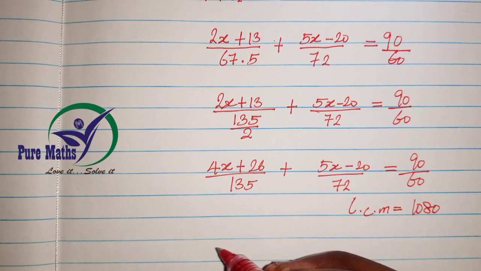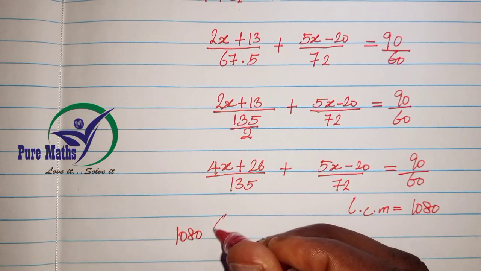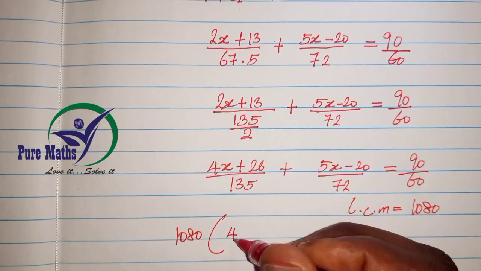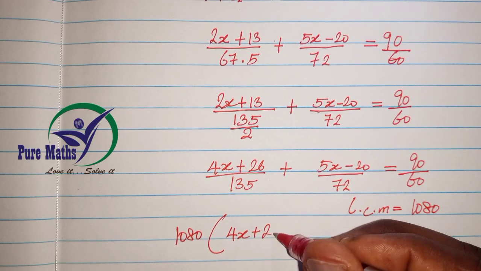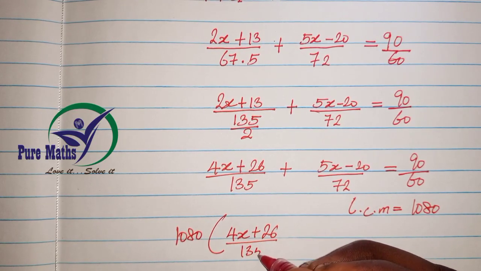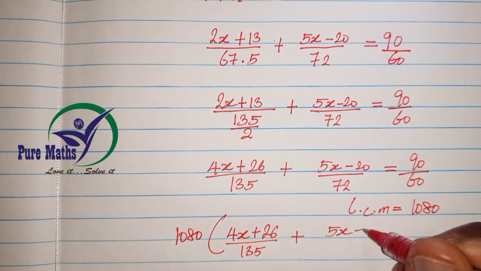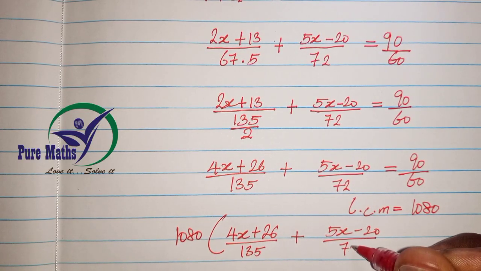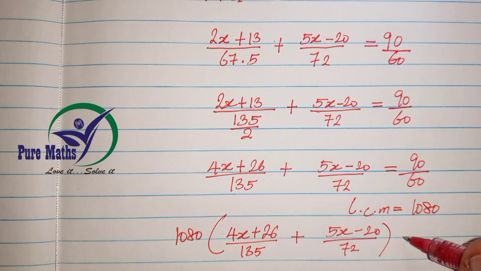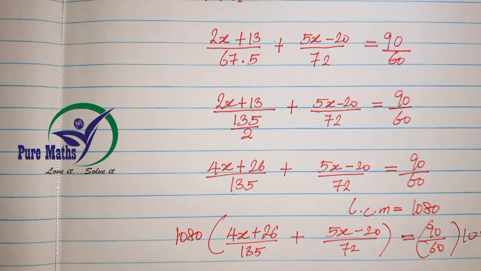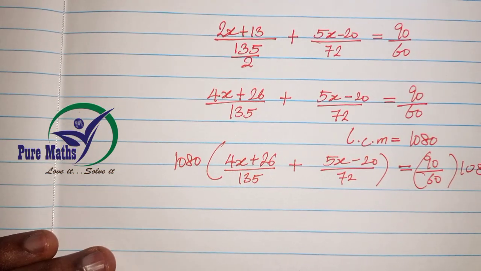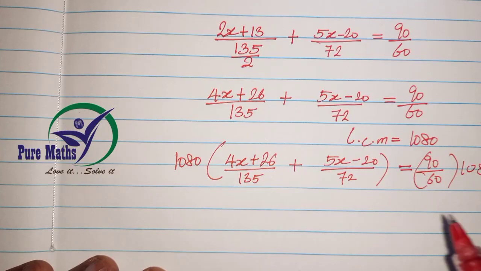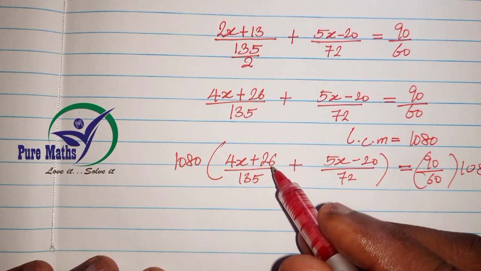So having done that, we can go ahead to solve by multiplying the LCM with the entire solution here. So we can just say 1080 multiplied by 4x plus 26 all over 135 plus 5x minus 20 all over 72, and this is equal to 90 over 60 also multiplied by 1080. Okay, so having done that, what we'll be having will simply be a breakdown of our simplified format of this.